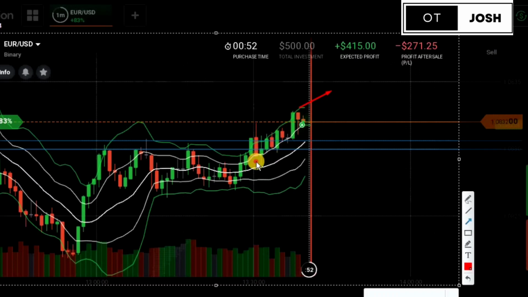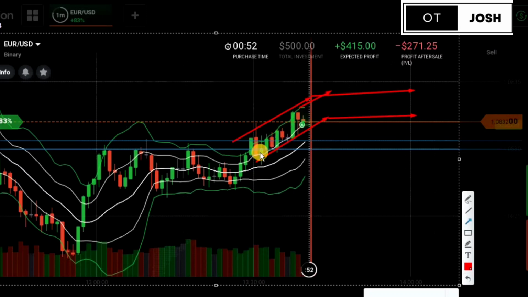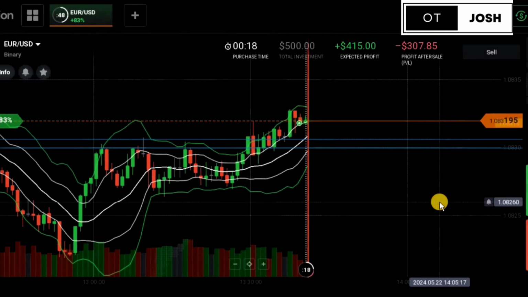So in that case, this trend line that the one deviation and the two deviation has formed will no longer be effective. What will be effective is a support and resistance line, because the price will be moving from this trend channel to a support and resistance channel. So this is what it means to use the Bollinger Band strategy.